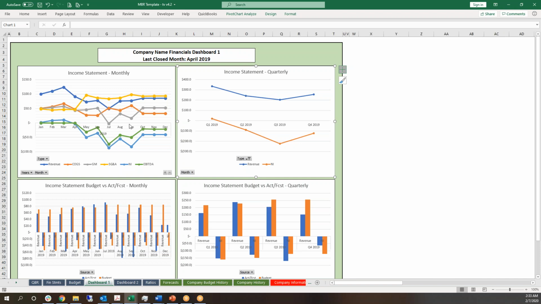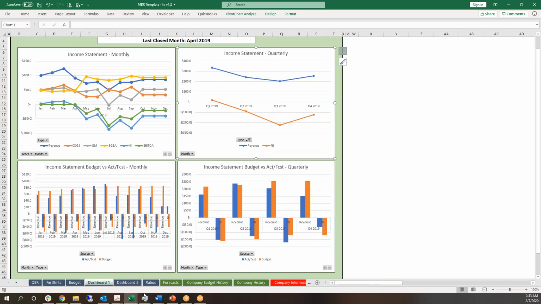The first chart shows the monthly trends for the revenue, COGS, or cost of goods, gross margin, SG&A, which is the sales, general, and administrative expenses, net income, and EBITDA, earnings before interest, taxes, depreciation, and amortization. The second chart is a quarterly comparison of the revenue and the net income. The third chart is a monthly comparison of the actual or forecasted revenue and net income as compared to the budget. And the fourth chart is a quarterly comparison of the actual and forecasted revenue and net income as compared to the budget.